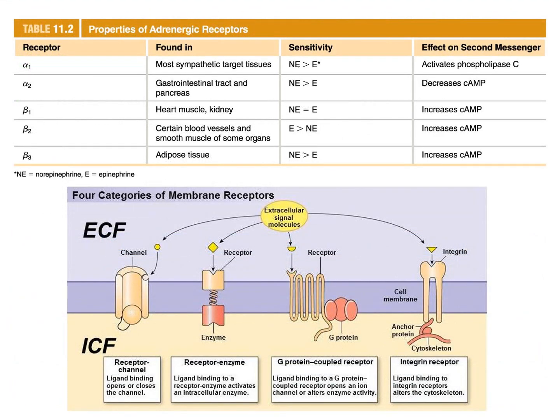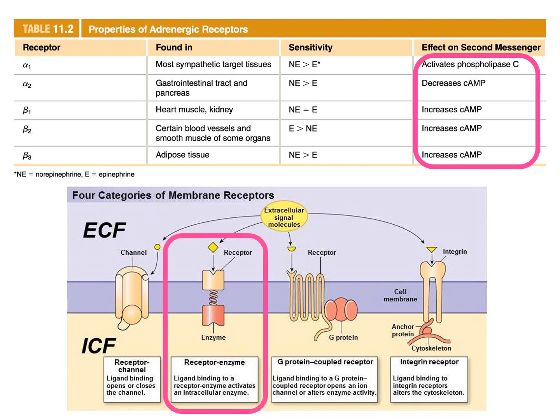To tie back to what we have talked about in the past when it comes to membrane receptors, if we look at adrenergic receptors, what you'll notice is that they affect a lot of cyclic AMP. They are receptor enzymes. Now one decreases it, one increases it. Phospholipase, that's just a phospholipid cleaving enzyme. In any case, you can see that they're all dealing on the receptor enzyme level. They're all receptor enzymes, the adrenergics.